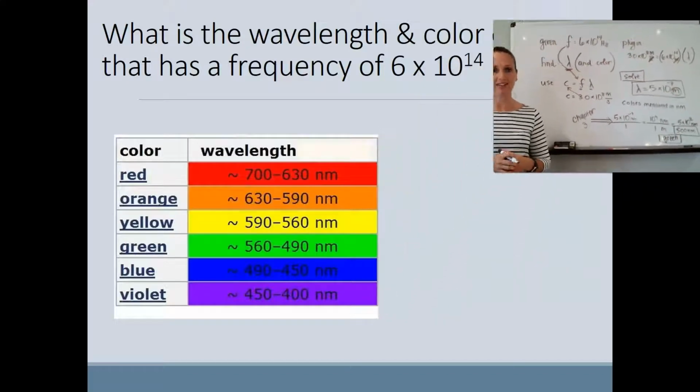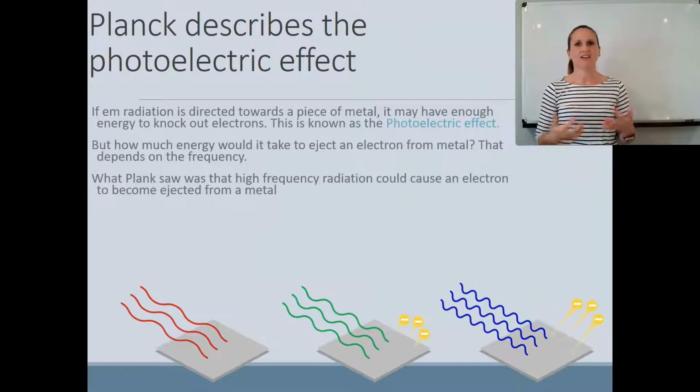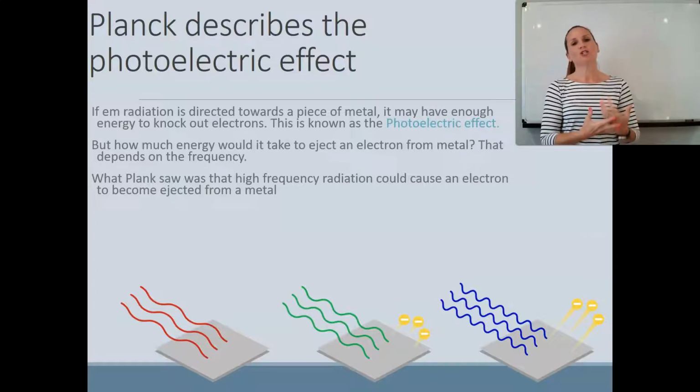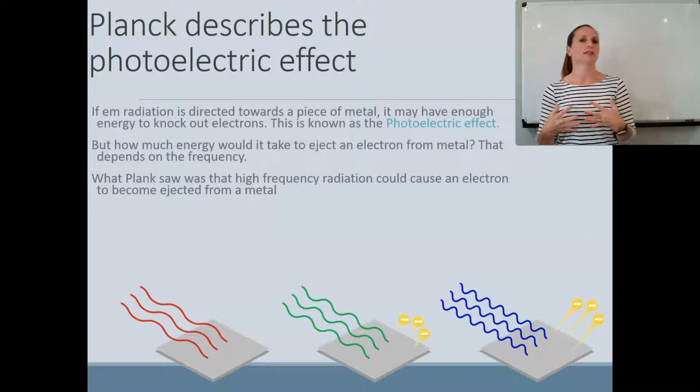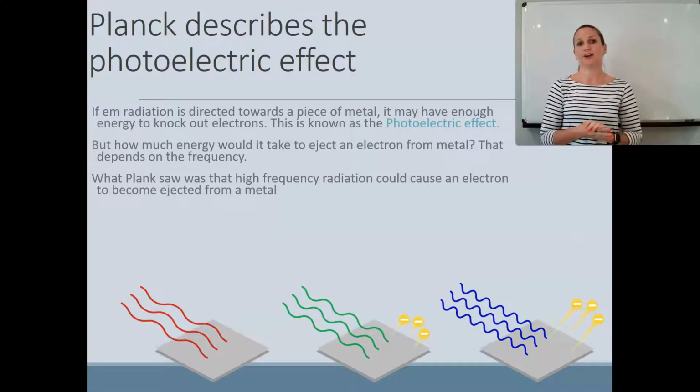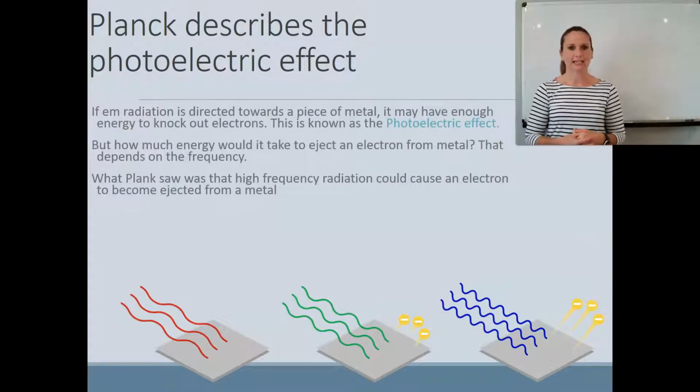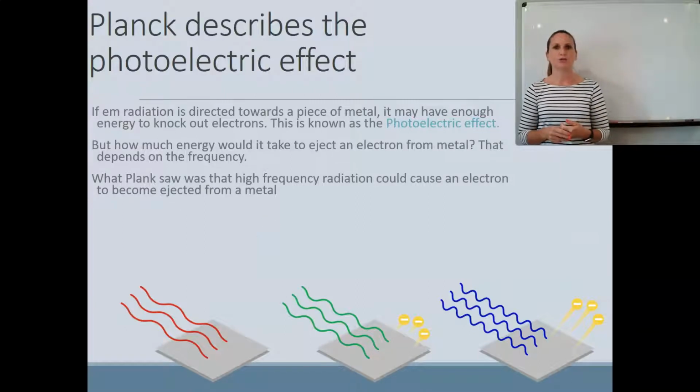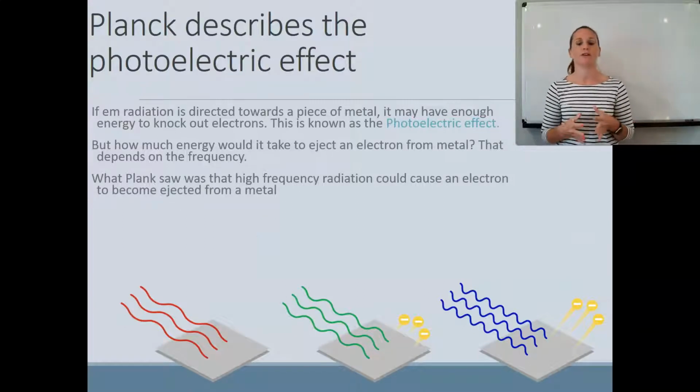So if we happened to see this frequency of light, our eyes would register it as a green color. So as we've already seen in our study of the atom, discovery after discovery after discovery moves us closer and closer to that final current version of the atom that we have right now. Final maybe, definitely current version that we have right now. And the next important person in this study is Planck. Max Planck is a man who described something called the photoelectric effect.